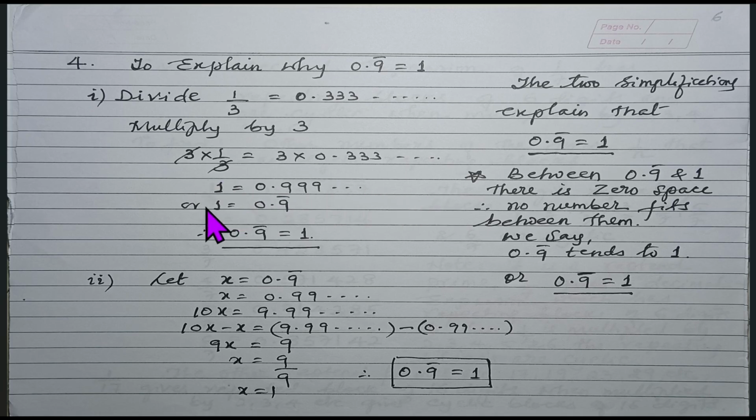But what I get is, in LHS I have got 1, and on RHS I have got 0.9 bar, and therefore 0.9 bar is equal to 1, a simple way of proving it. This is one method. Now another method is, let us assume that x is equal to 0.9 bar.